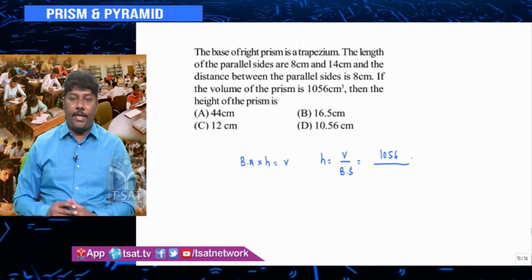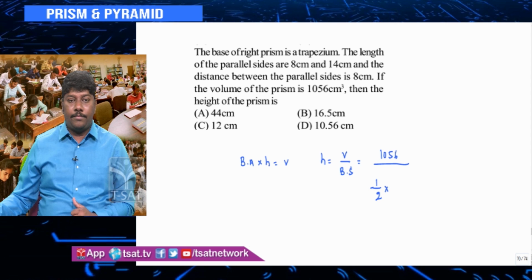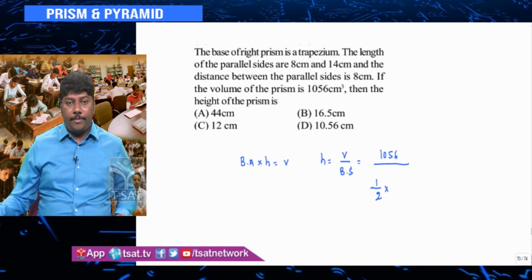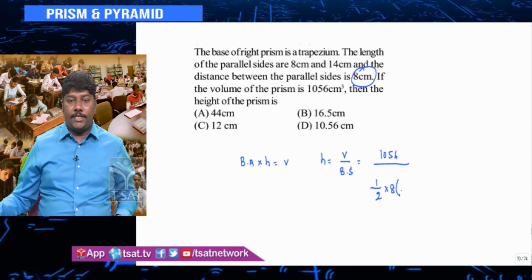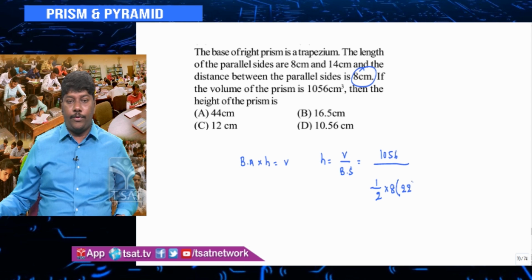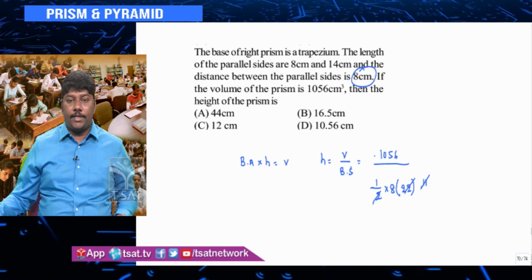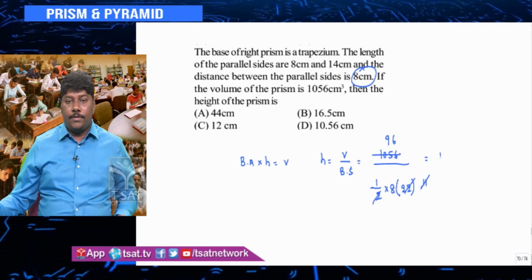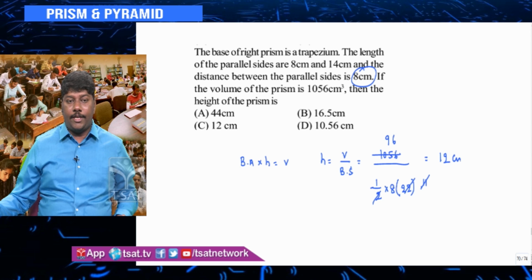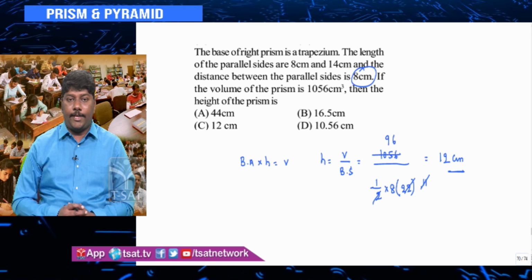A trapezium area is half into height into sum of parallel sides. Height means the distance between the parallel sides, that is 8, and the sum of parallel sides is 22. 2 1s are 2, 11 2s are 22. So 11 table you cancel it. It is going to be 96. 96 by 8 is 12 centimeters. So the height of the prism is 12 centimeters.